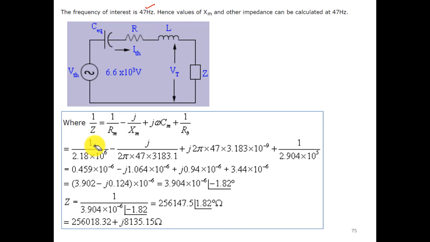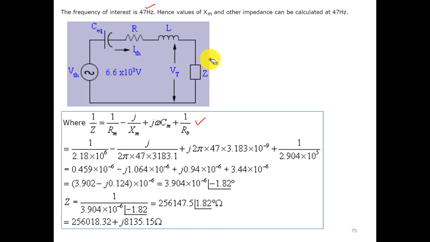After finding this, we can find the Z. Z includes in fact all the parallel components, the shunt components, right? All the shunt components are there in the Z. So 1 by Z is equal to 1 by Rm minus j by Xm plus j omega Cm plus 1 by Rb, sorry. So out of this we'll find Z.